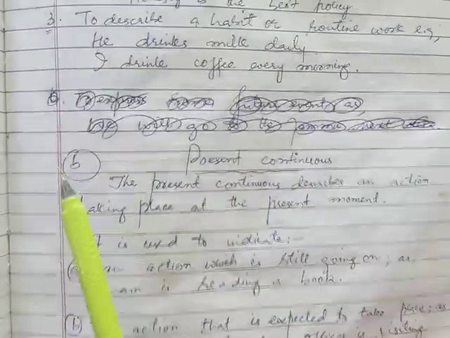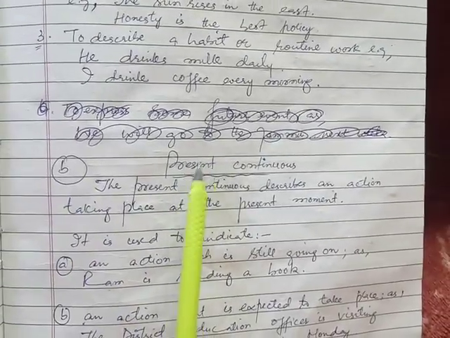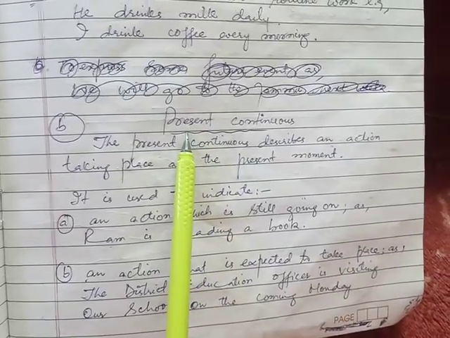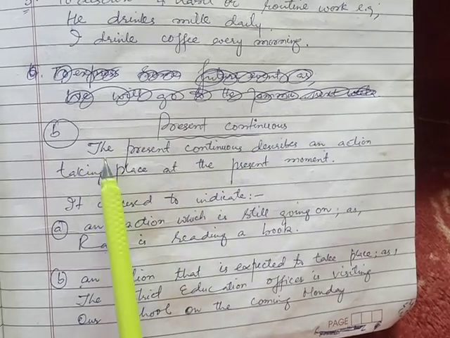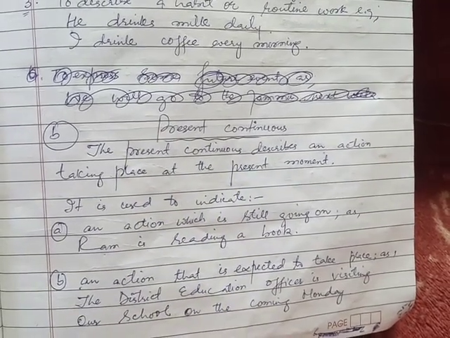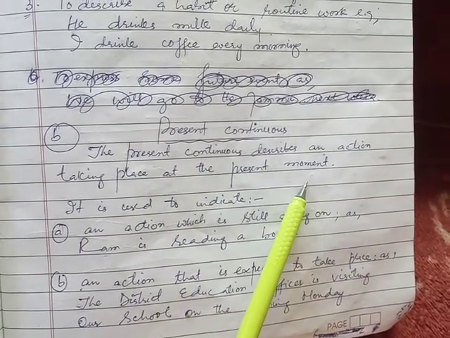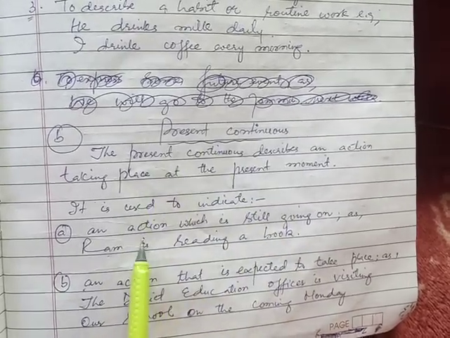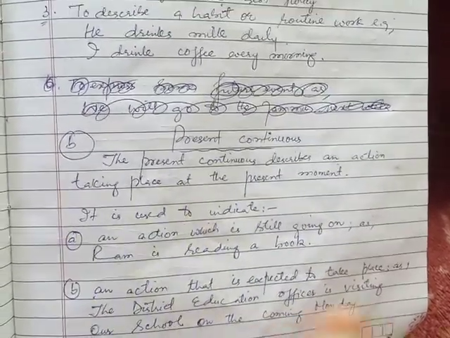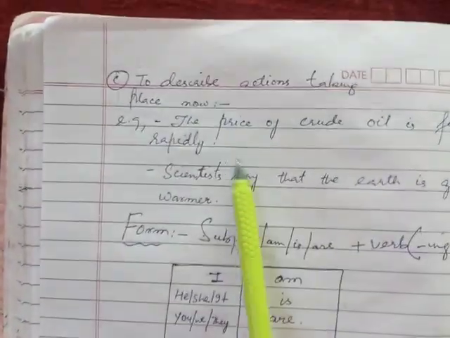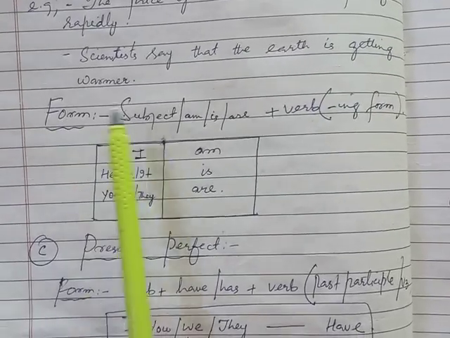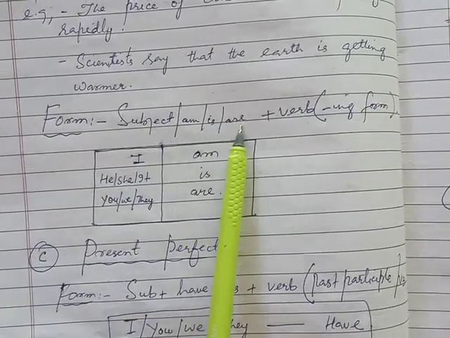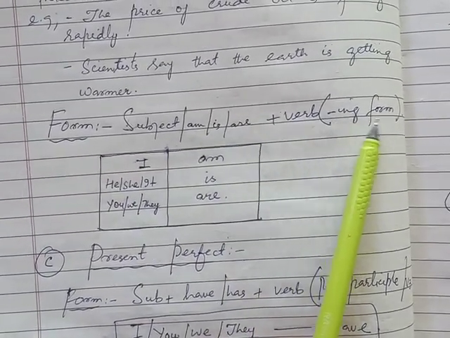Very nice. My dear students, the present continuous tense describes an action taking place at the present moment. This tense is very easy to understand. First of all, I will tell you about its form. Carefully look at its form. Here I have written subject, am, is, or are plus verb in its ing form.